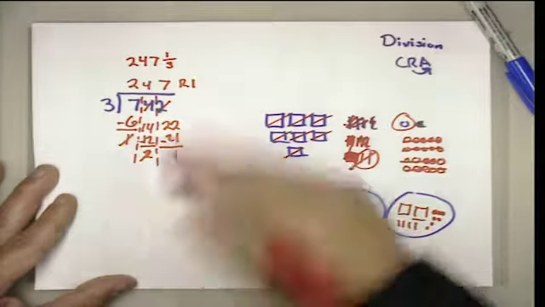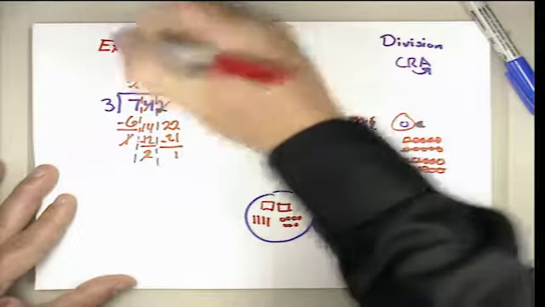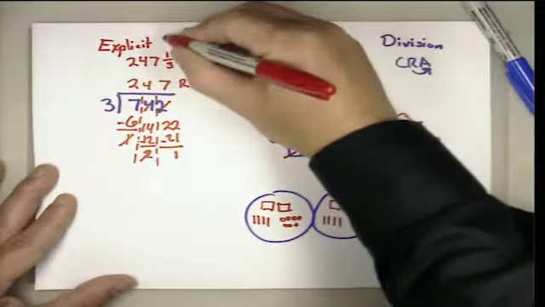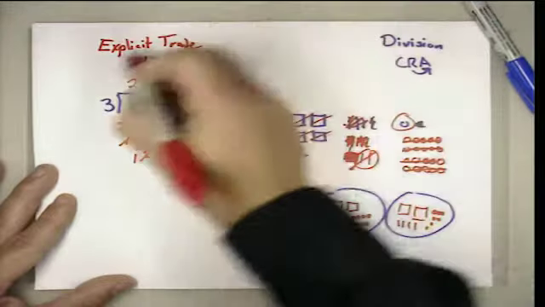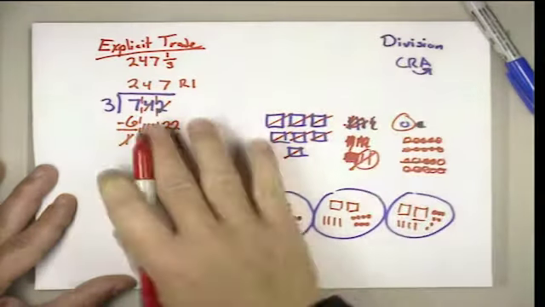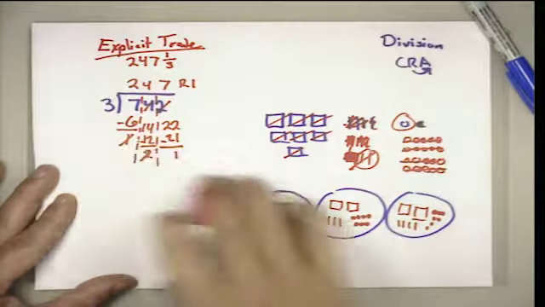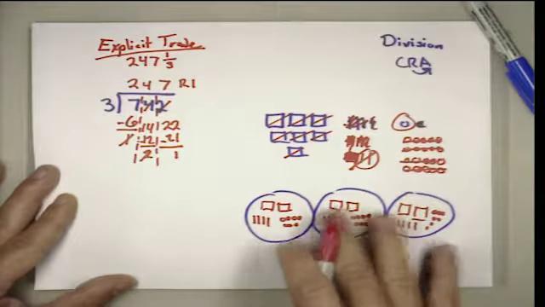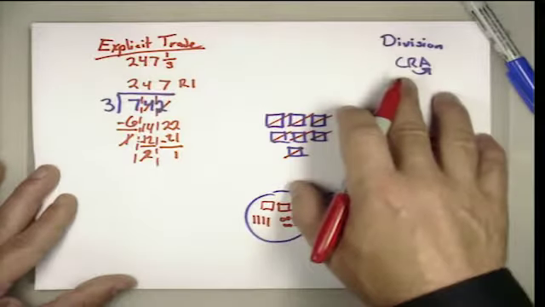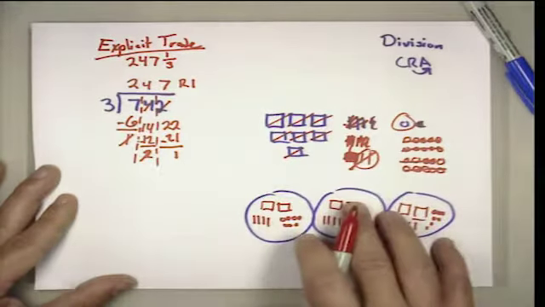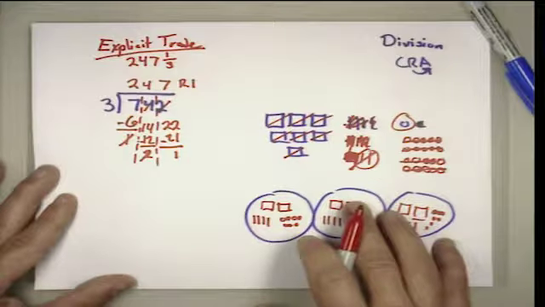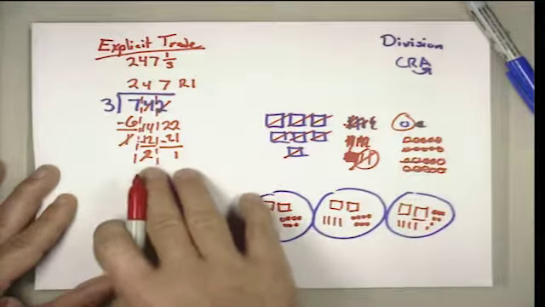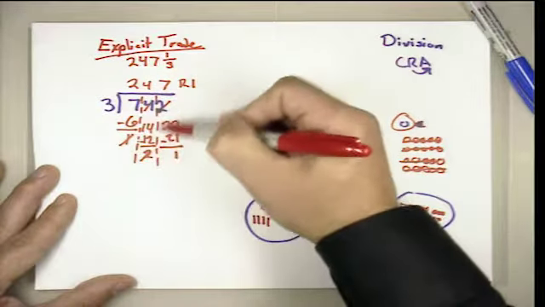Now this algorithm is referred to by John van de Walle as an explicit trade algorithm. And one of the reasons that I'm using this algorithm is because it matches very, very nicely what's happening with our representation. And it would still match what was happening with our concrete if I was actually doing this with place value blocks and having students physically manipulate them. So I really like this explicit trade algorithm. And it works. It always works. It keeps kids focused on the place value.